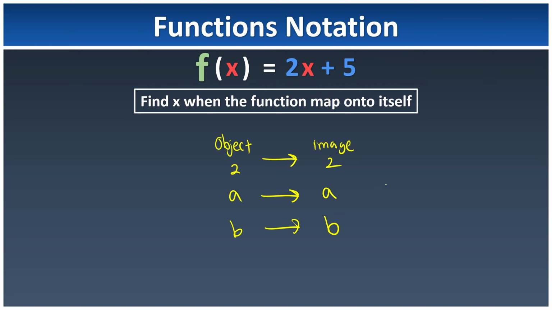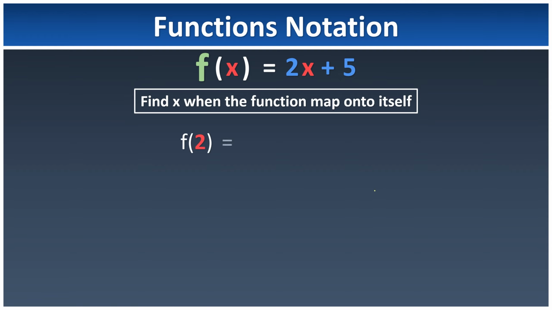This is what we call the function maps onto itself, where coincidentally, whatever you give in, it will just give you back the same answer. You can think of it like, if the object is 2, they give you back 2. If 5, it gives you back 5. And if your object is 10, they will give you back 10.